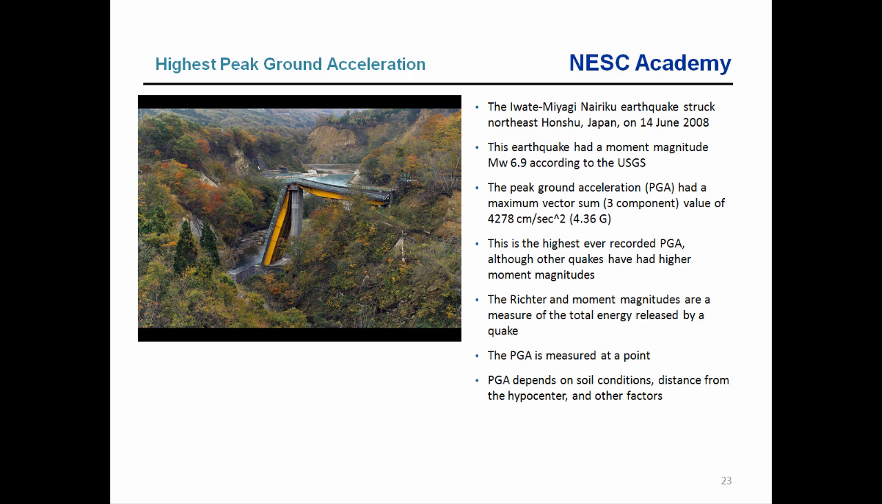Well, peak ground acceleration is measured at a point on the ground. And when we talk about the various Richter and other types of moment magnitudes, those are a measure of the total energy released by a quake over a large spread area. So the PGA, the peak ground acceleration, depends on the soil conditions, the distance from the hypocenter, and other factors. And those factors combined to give this earthquake the highest ever peak ground acceleration.